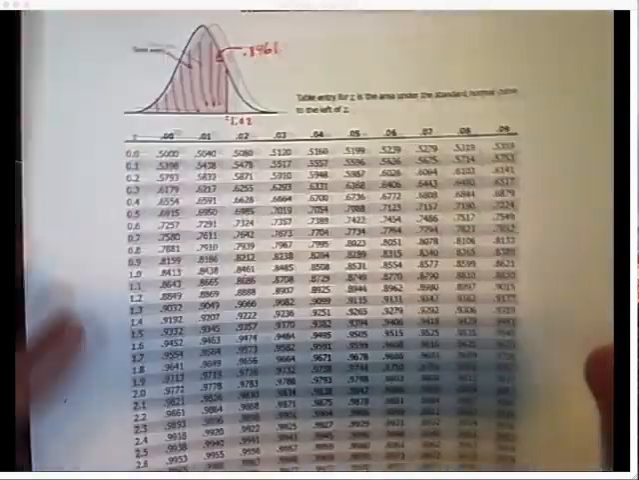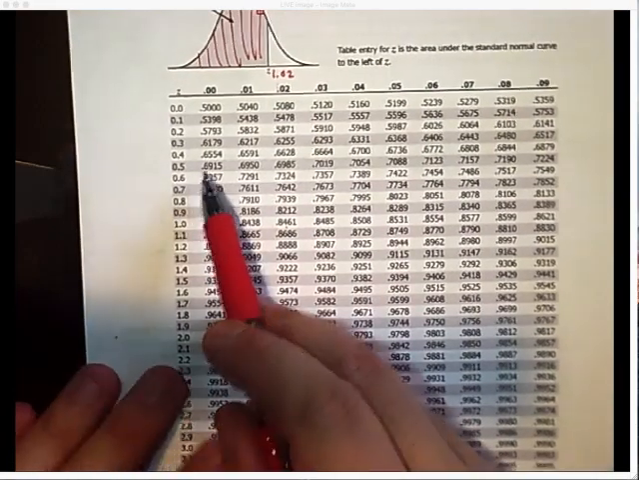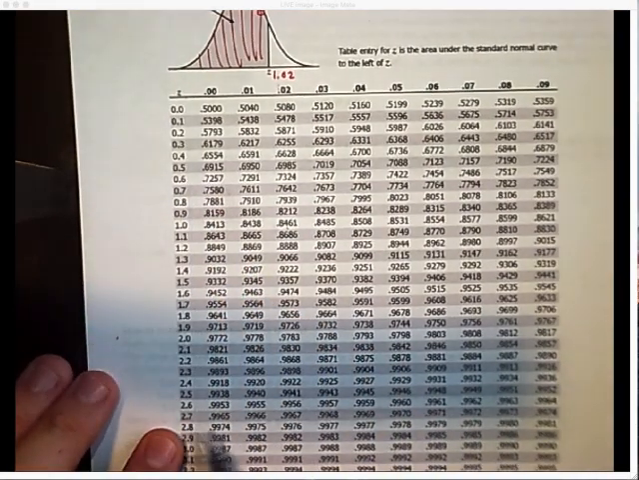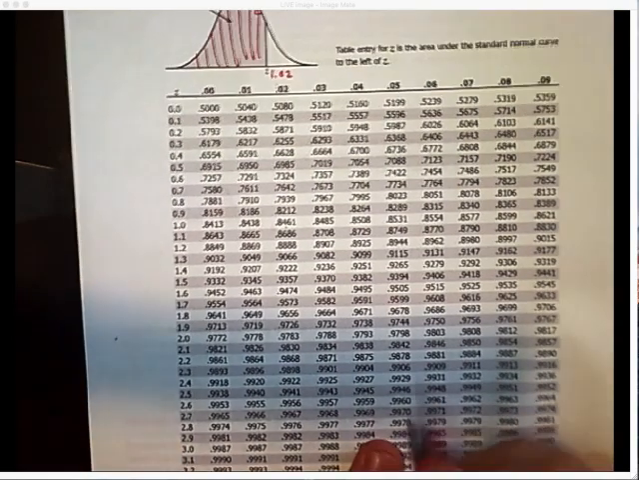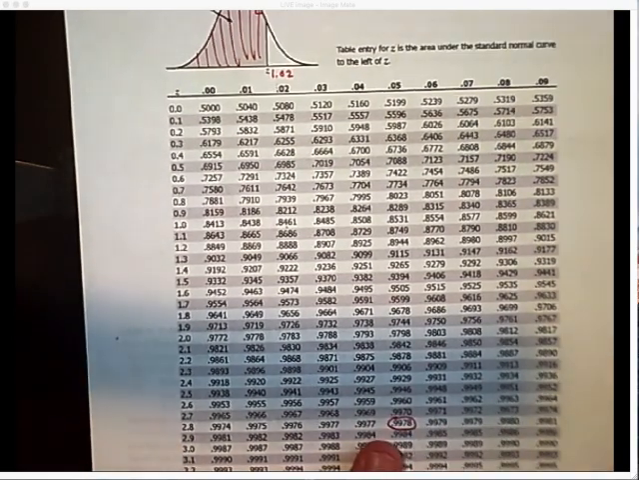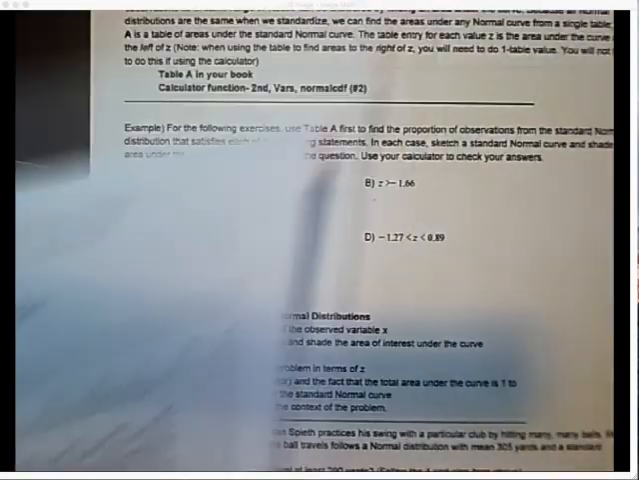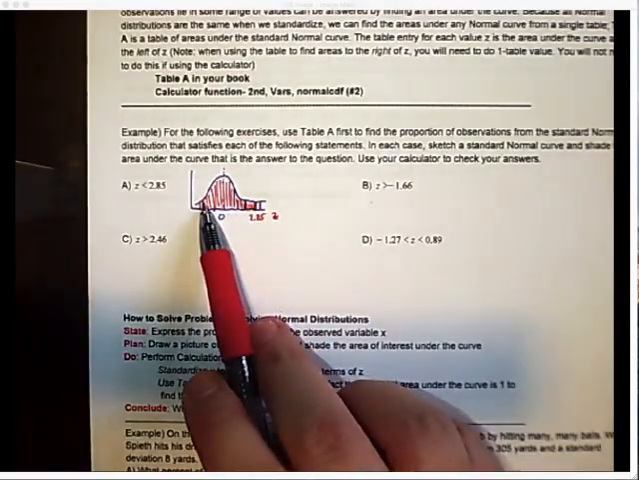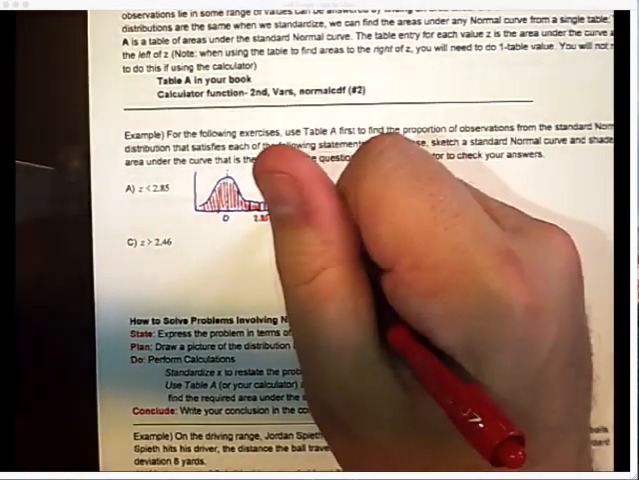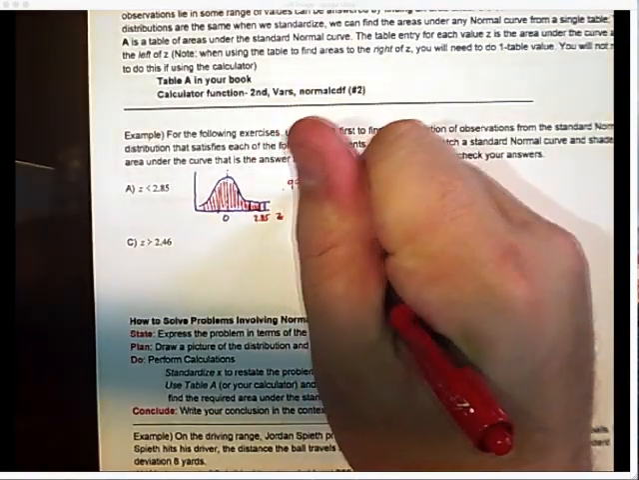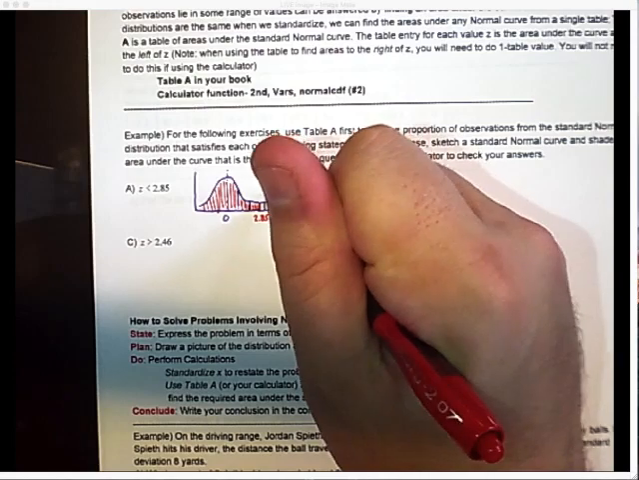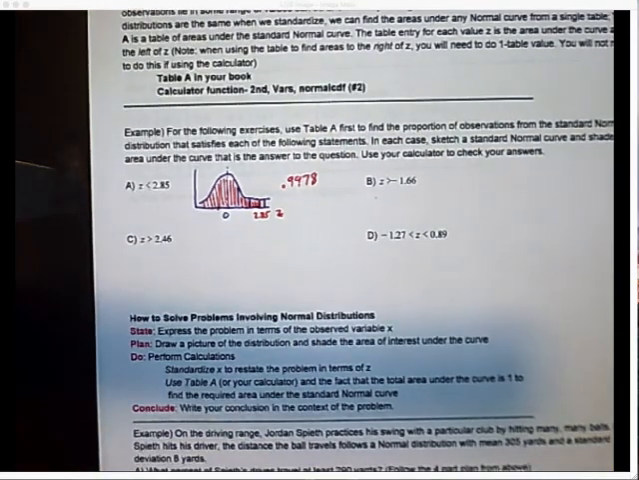Okay. So I'm going to find 2.8 on the table, and I'm going to go under until I get to the 5. Okay. So someone with a z-score of 2.85, the area to the left of that, okay, equals 0.9978. So 99.78% of people have a z-score less than 2.85.